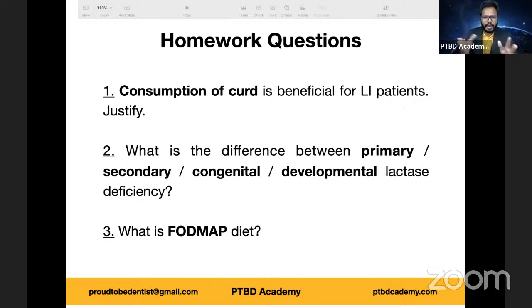And second question, what's the difference between primary, secondary, congenital, developmental lactase deficiency? I've just explained to you about primary and secondary. What is this congenital and developmental lactase deficiency? Find out and let me know. And what is FODMAP diet? For your convenience, let me expand it. FODMAP stands for fermentable oligosaccharides, disaccharides, monosaccharides, polyols. So what is this FODMAP diet? So these are the 3 homework questions.